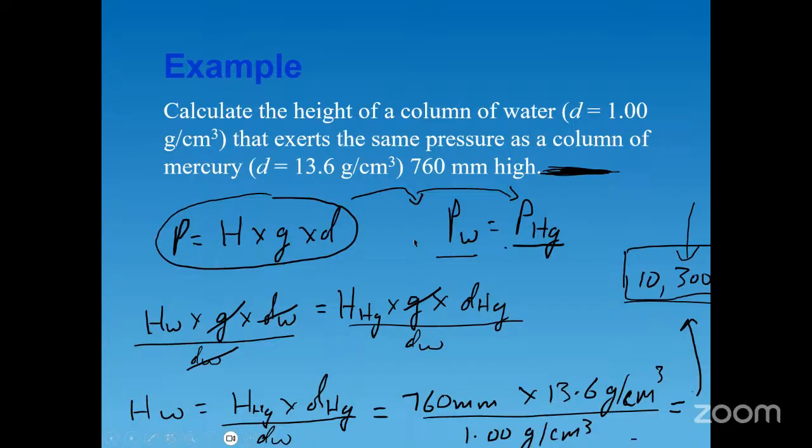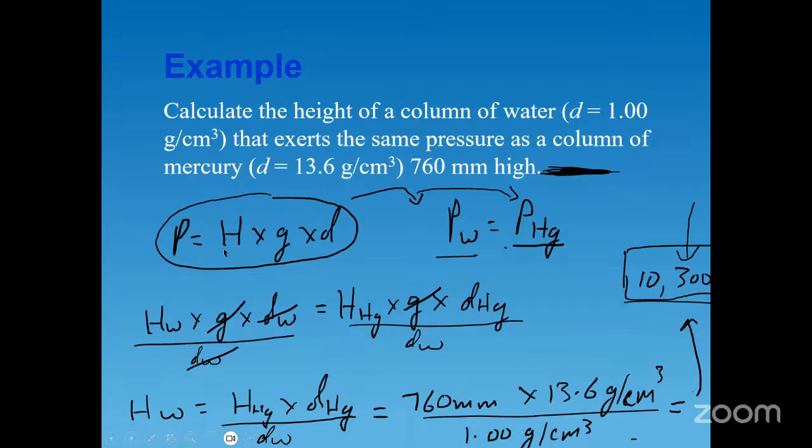Okay, so the question says that the column of mercury will exert the same pressure as a column of water, right? So the first thing I did, two things I did firstly, I wrote down the formula that I gave you earlier, right? Remember the formula I gave you?